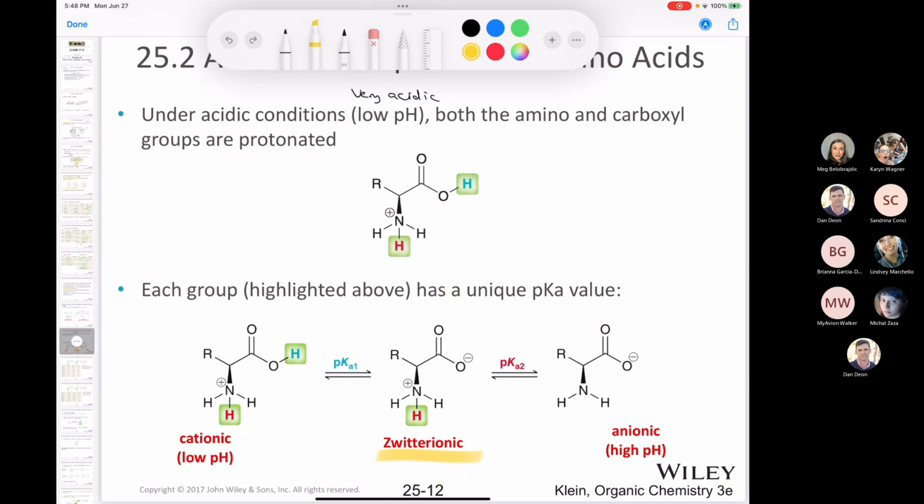But if you put it in a very high pH, so something really basic, that's going to rip off all the protons, and then you end up with something that's negatively charged. Whereas if you put it in a low pH, something super acidic, it's going to protonate everything. And like here, you're going to end up with something that's positively charged.